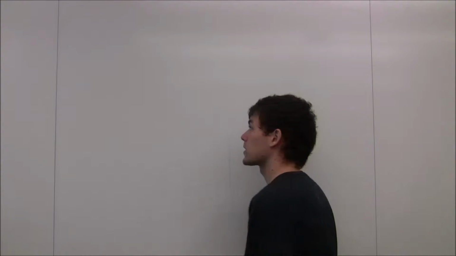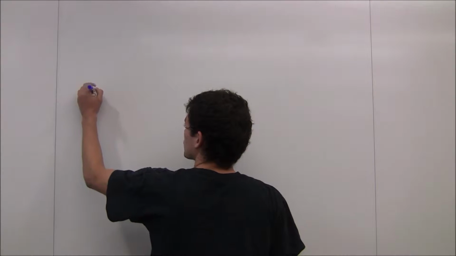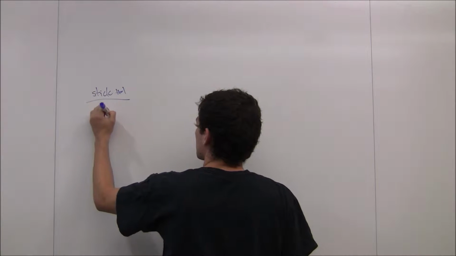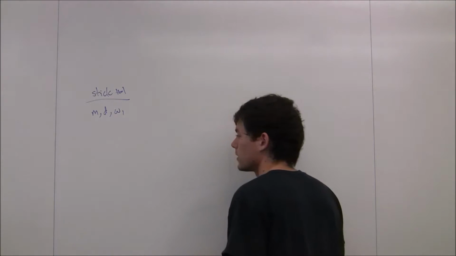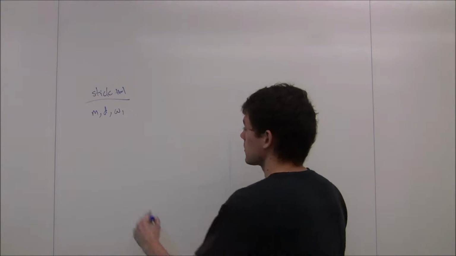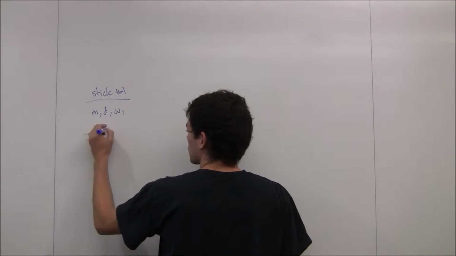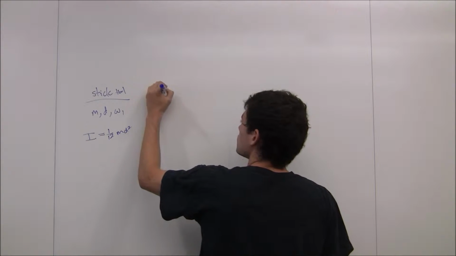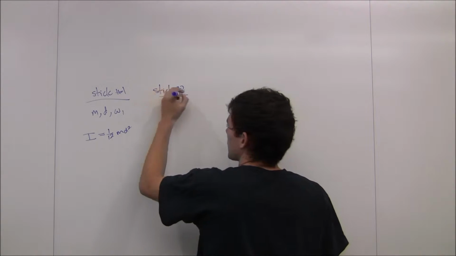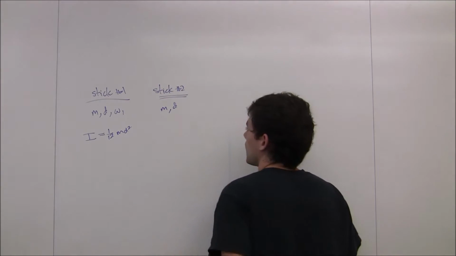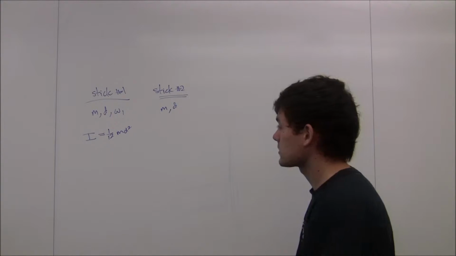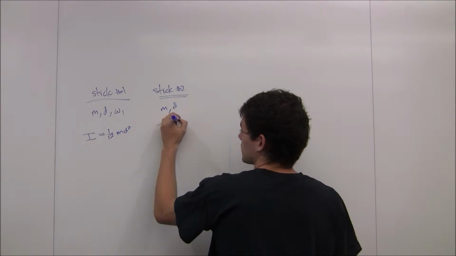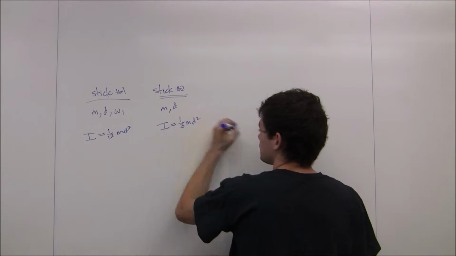So in this problem, we're given two sticks. We're told that stick number 1 has mass m, length d, and angular velocity omega 1, and that it's rotating about its center, which gives it a moment of inertia of 1 over 12 md squared. Stick number 2 has exactly the same dimensions. It has mass m, length d. We don't know what its angular velocity is, but we know that it's rotating about its endpoint, which gives it a moment of inertia of 1 over 3 md squared.